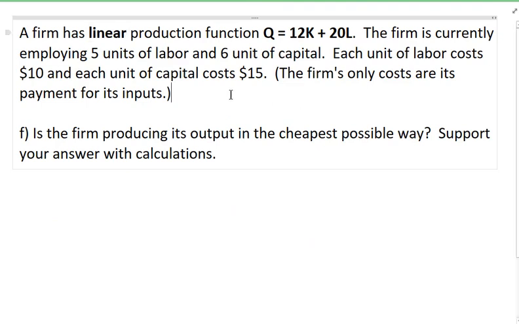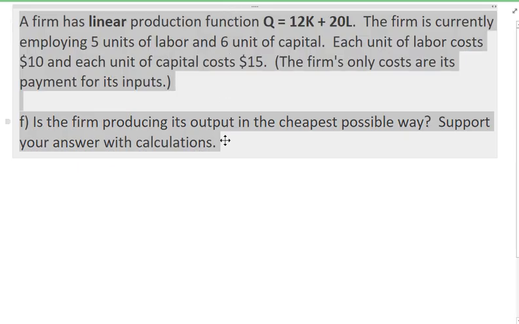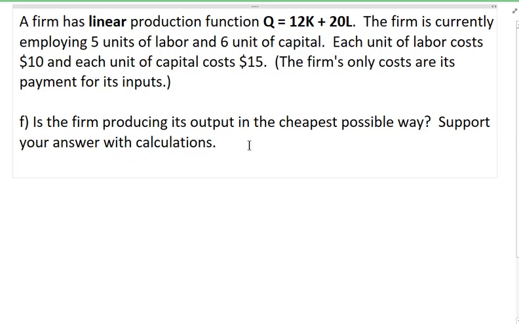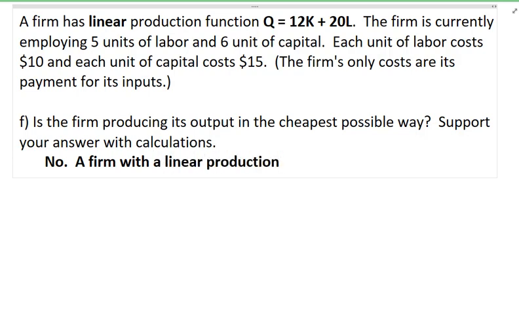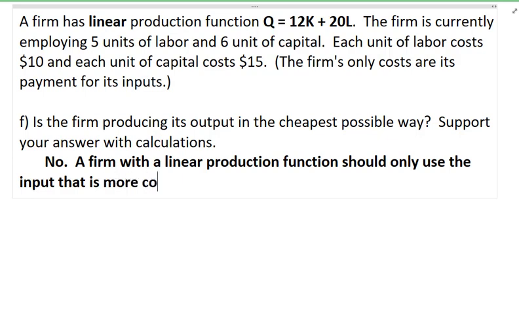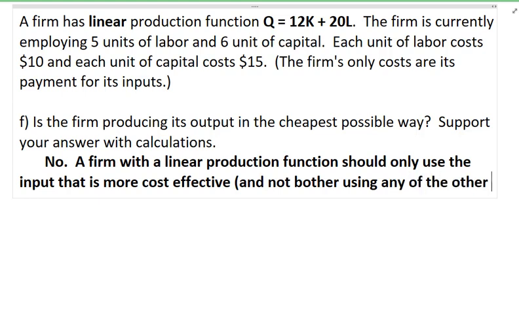Is the firm producing its output in the cheapest way possible? The answer is no. A firm with a linear production function should only use the input that is more cost effective and not bother using any of the other input. Now, which one is more cost effective?